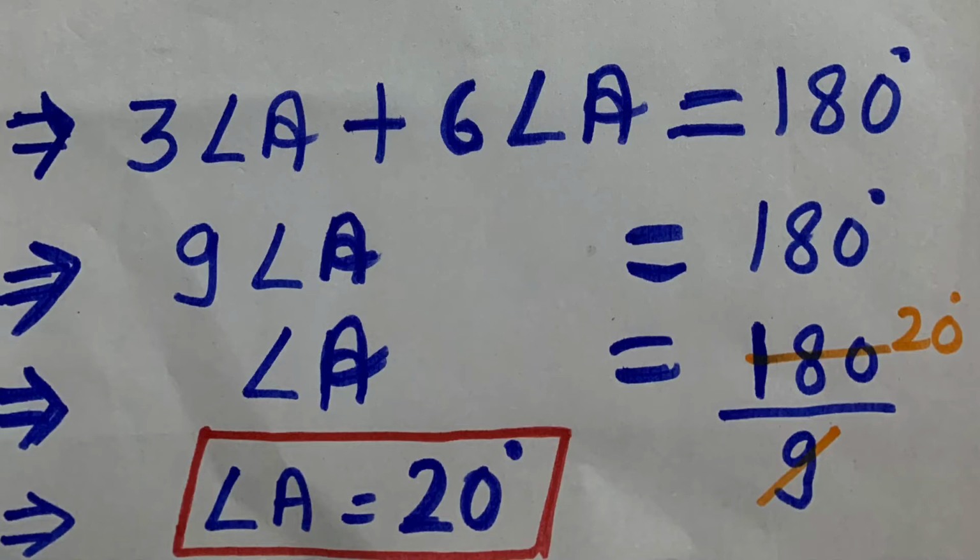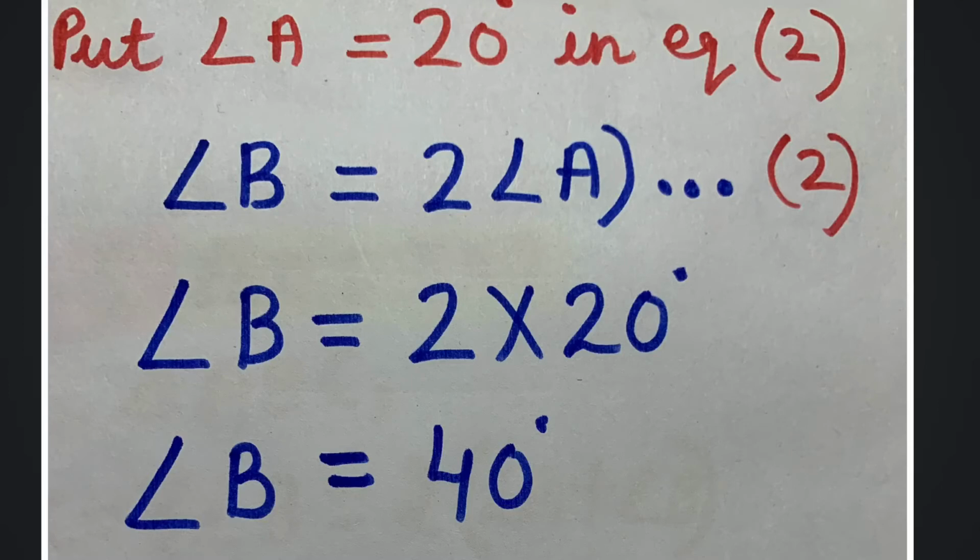Now children, 9 from the left hand side will be shifted to the right hand side and will be converted into division. So we will get angle A is equal to 180 by 9. After dividing 180 by 9, we shall get 20 degrees. So the value of angle A comes, angle A is equal to 20 degrees. Now we need to find the value of angle B and angle C. So I will put the value of angle A equal to 20 degrees in equation number 2. Equation 2 was angle B is equal to 2 angle A. It was our equation number 2.